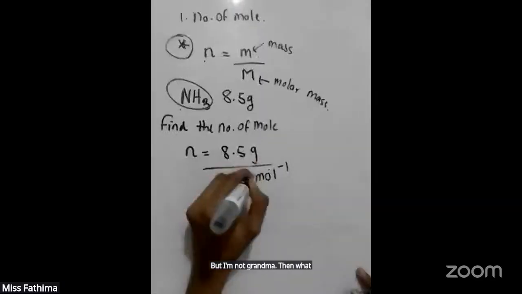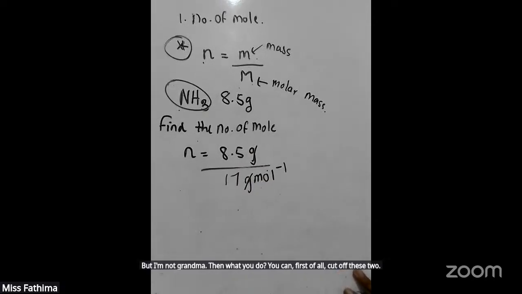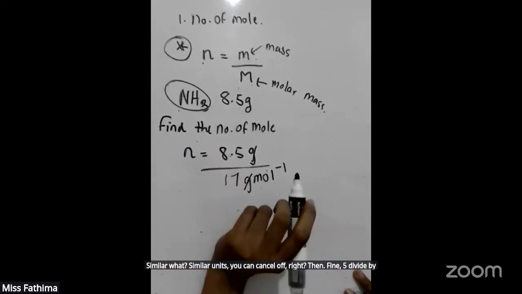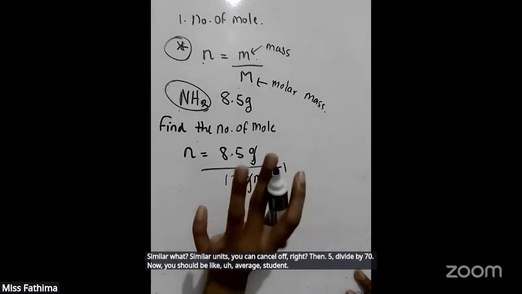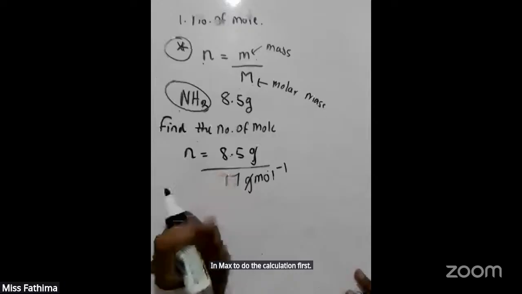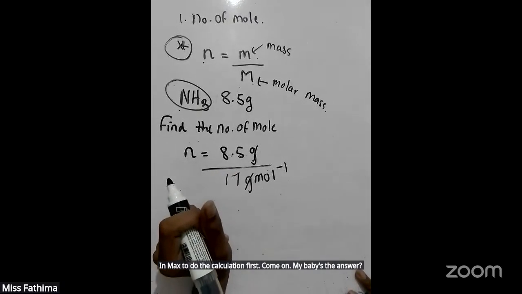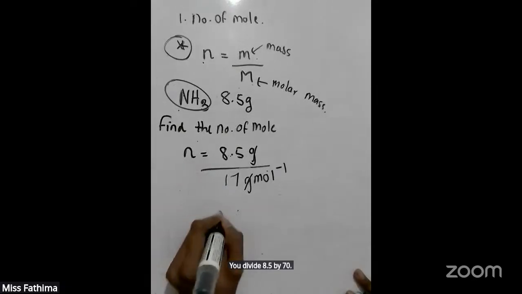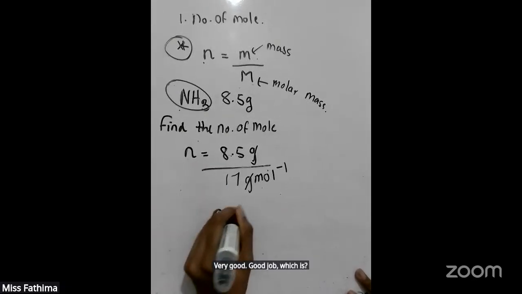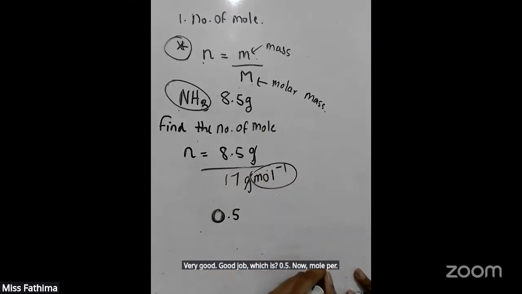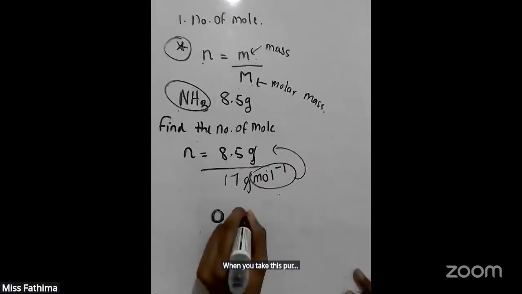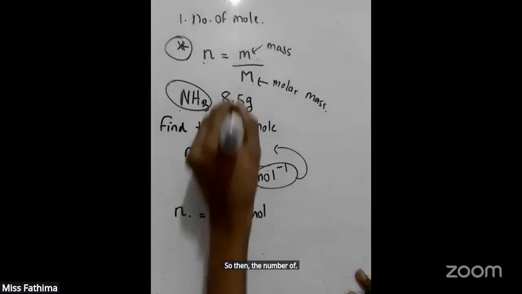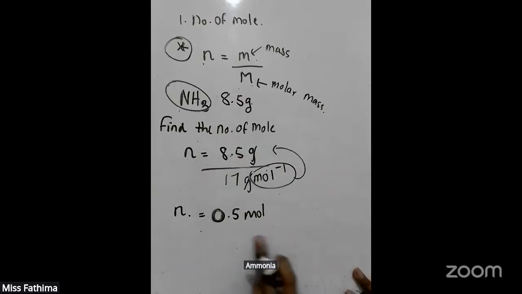Then what you do? You can first of all cut off these two similar units. You can cancel off, right? Then 8.5 divided by 17. Now you should be an average student in maths to do the calculation. Come on. What will be the answer? You divide 8.5 by 17. 0.5. Very good. Good job. Which is 0.5. Now, when you take this per up, it will become mole, right? So the number of moles present in 8.5 gram of ammonia is 0.5 mole.